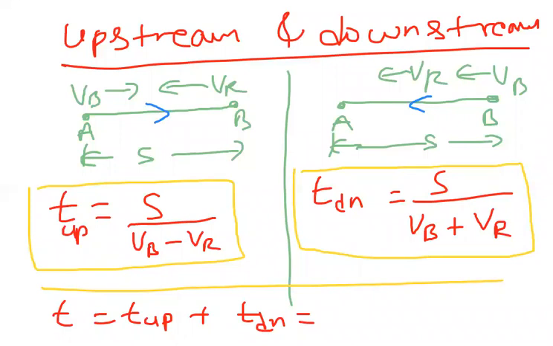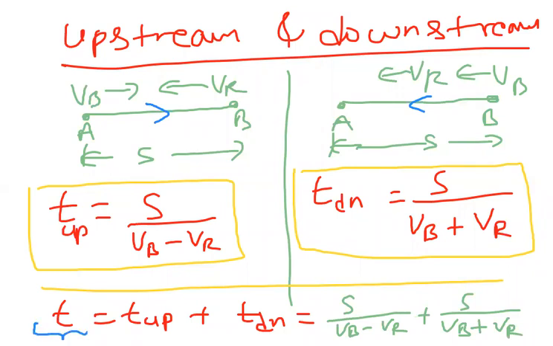That means we can write S by VB minus VR plus S by VB plus VR. This is the total time of the journey during upstream and downstream. This is our first application. I hope you are clear with the first application. It is an easy application. Both in opposite directions is upstream, and both in the same direction is downstream.